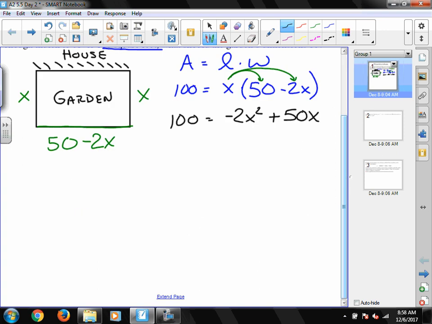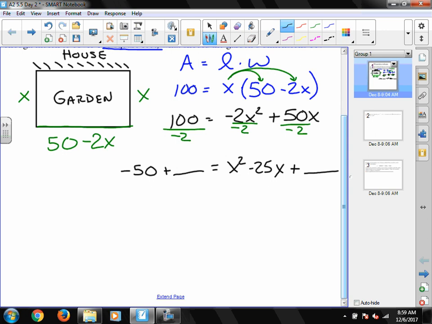And now we're just going to keep using our completing the square to figure this out for us. In order to do that, we like to have an a value of 1. So to do that, divide everything by -2, which is going to leave us with -50 plus some number, because I know I'm going to add that C value in, is equal to x squared minus 25x plus whatever that C value is going to be.